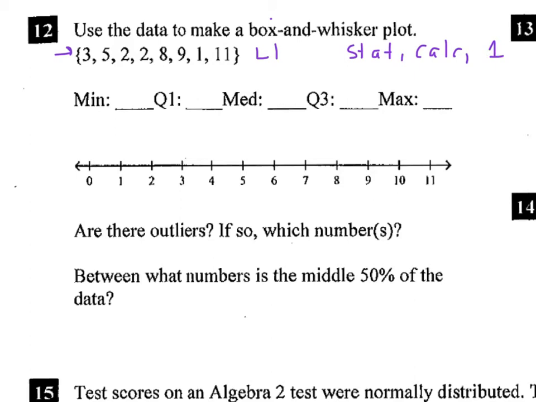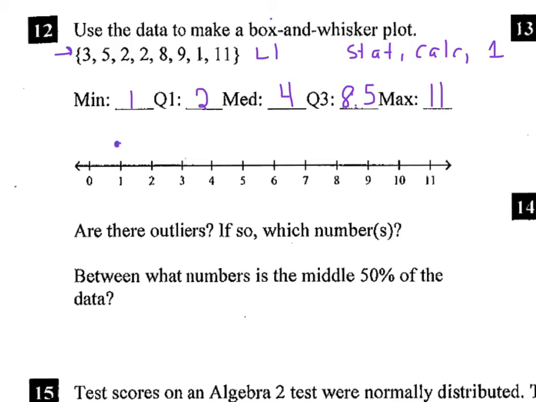The minimum, the lowest number is 1. It will say Q1 when you scroll down on your screen. It'll tell you what Q1 is in the big list of numbers, and Q1 is 2. The calculator will tell you the median is 4. Q3, it will say 8.5. And the maximum, the highest number, is 11. So those 5 numbers are the things you need to put on the box and whisker plot.